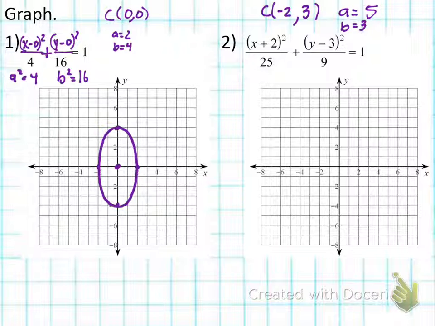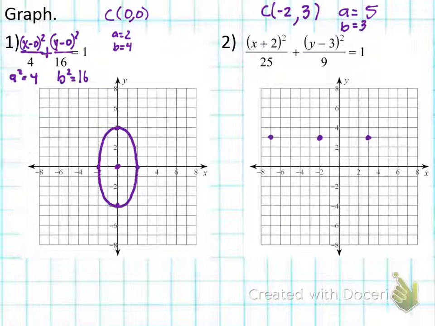We got negative 2, up 3. That's going to be my center. A is equal to 5, so I need to count left 5 and right 5. So these are my points here. 1, 2, 3, 4, 5. 1, 2, 3, 4, 5. It looks kind of weird, but when you count them, it should turn out correct.